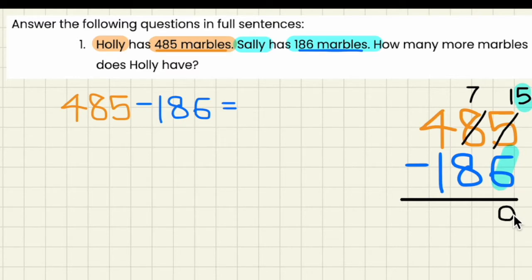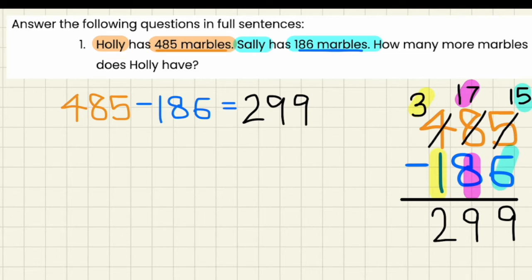Now we can move on to the tens place. The tens place is now 7 minus 8, and 7 is less than 8. This means we have to borrow a 1 from the hundreds place. So it would be 10 plus 7. 10 plus 7 is 17. And now we have 17 minus 8 in our tens place. What is 17 minus 8? That's right, it is 9. So we can move on to the hundreds place now. 3 minus 1 is just 2. So our answer to 485 minus 186 is 299.